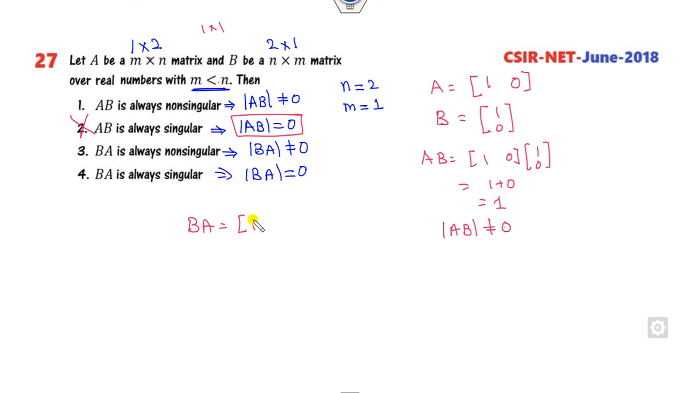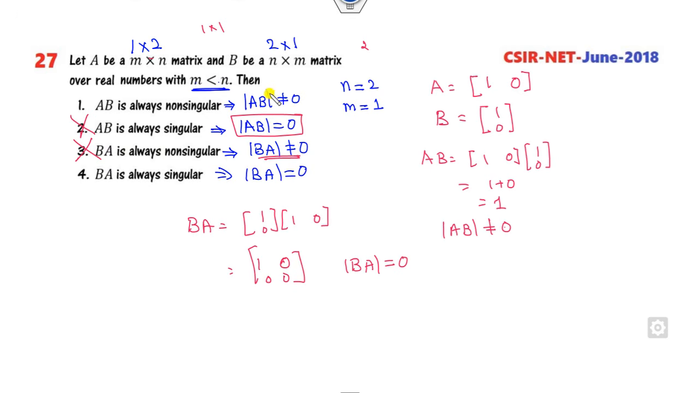What is my BA? It's 1 0 and 1 0, so it's a 2 cross 2. Firstly, sorry, you have to write B first. So B will be my 1 0, A will be my 1 comma 0. So what is that? 1 0 0 0. So what is the determinant of the BA? It is 0. But he said it's non-zero. So this option also cancels out.